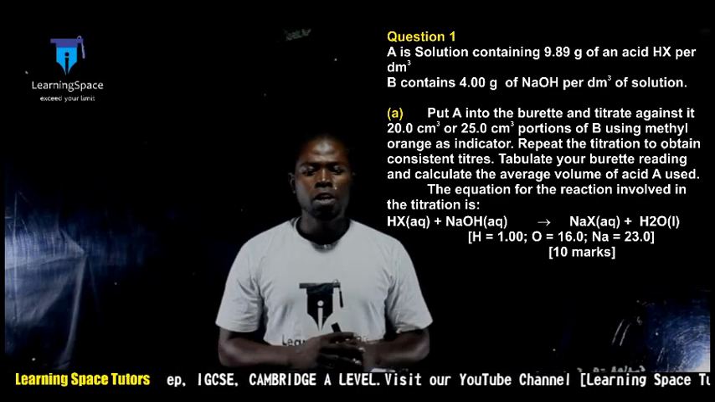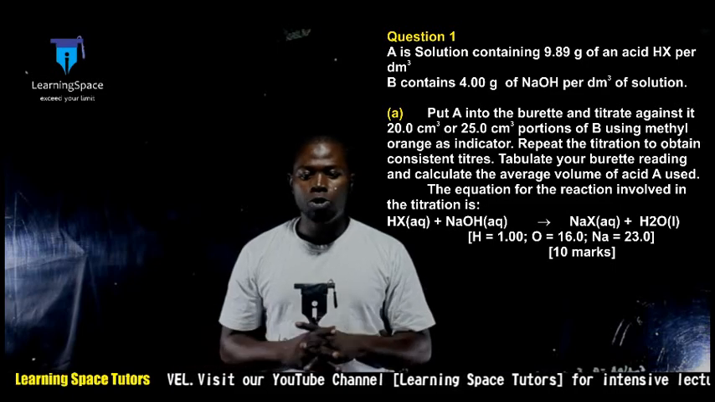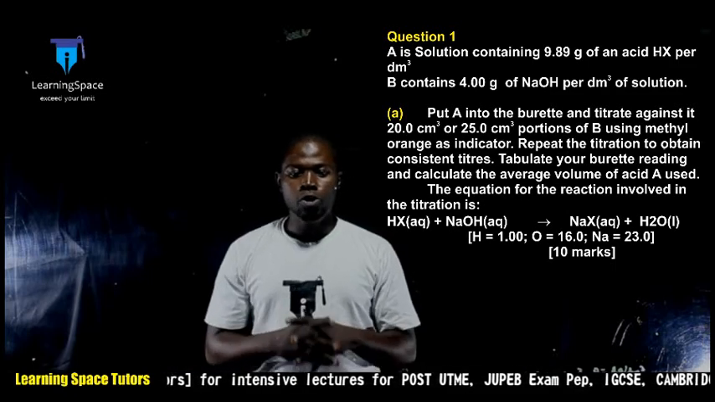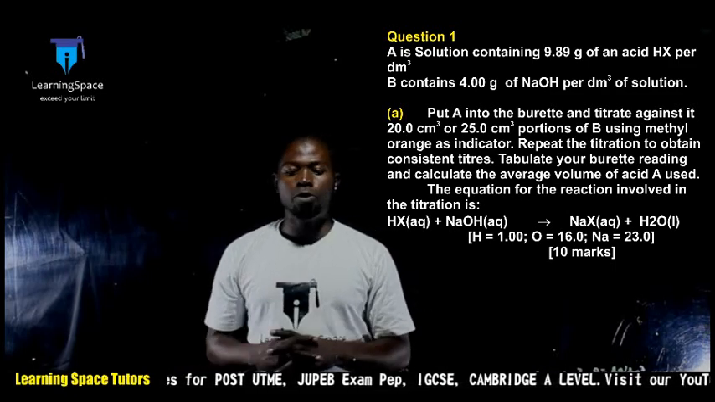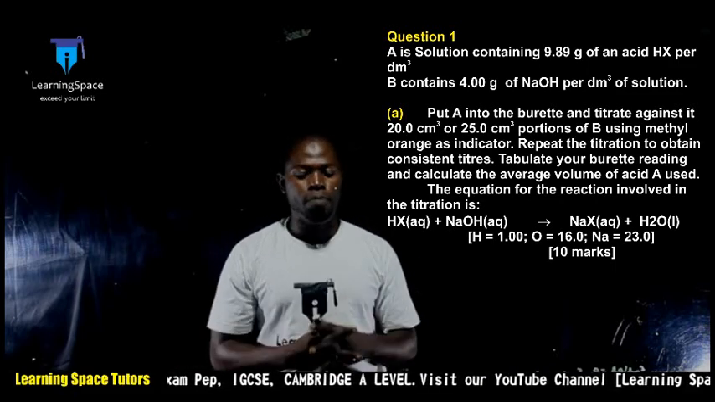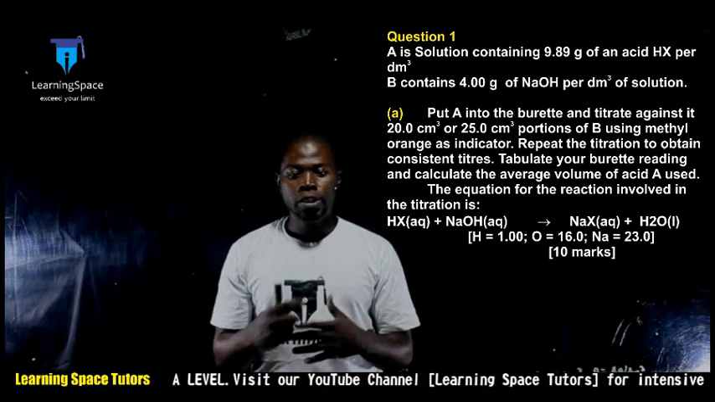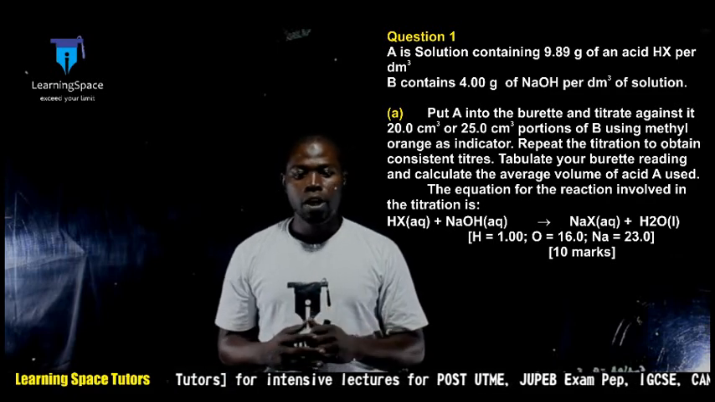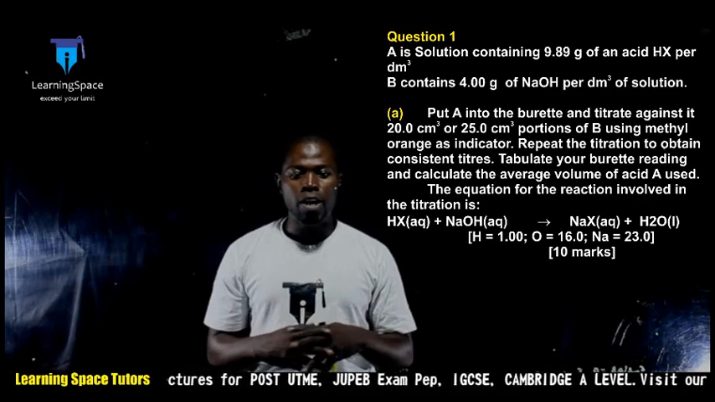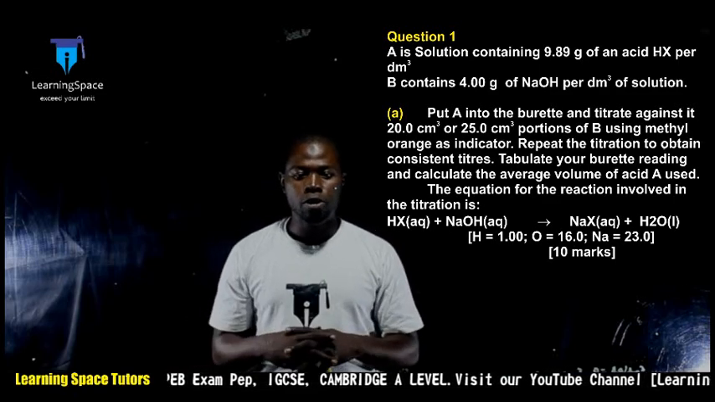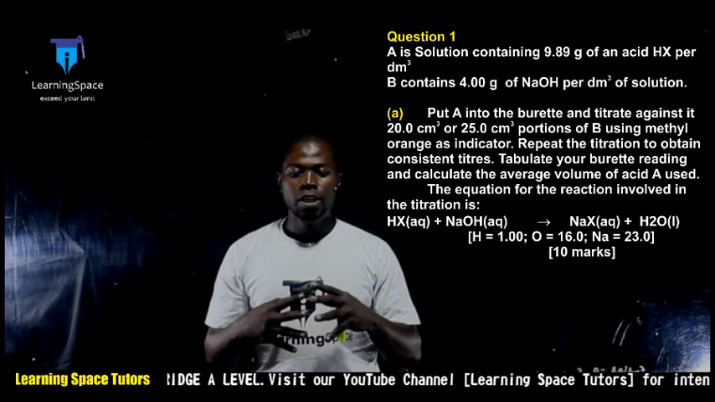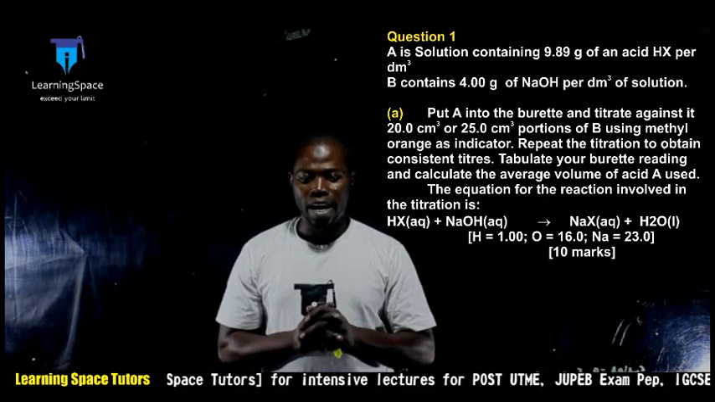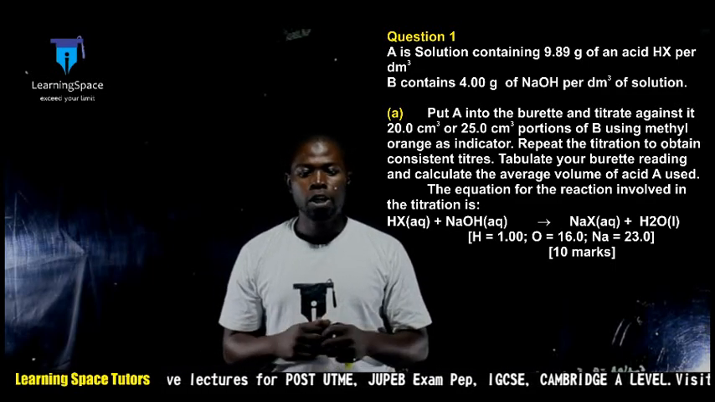Now, the procedure is this. Put A into the burette and titrate against 20 cm cube or 25 cm cube portions of B using methyl orange as indicator. Definitely you will need an indicator to determine the endpoint of titration. Repeat the titration to obtain consistent titers. Then tabulate your readings and calculate the average volume of acid used. The equation of the reaction involved in the titration is HX plus sodium hydroxide, giving you NaX plus H2O. Okay, you have been given all this.